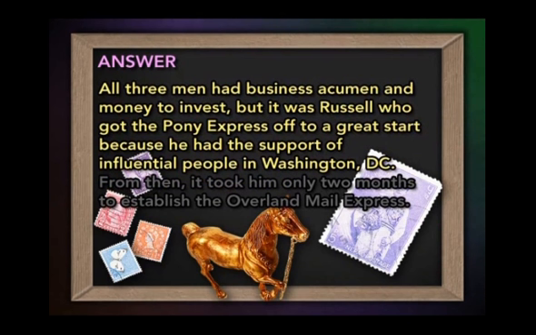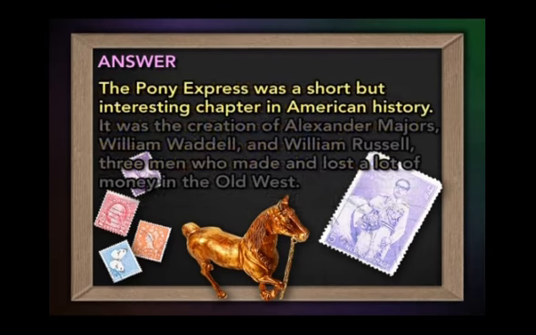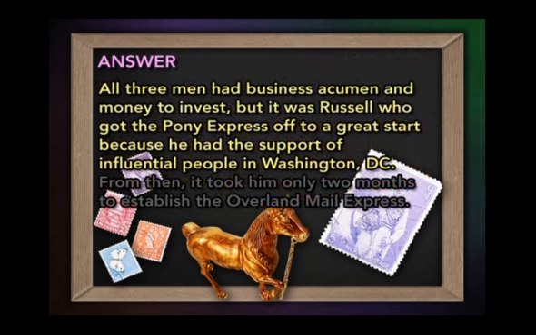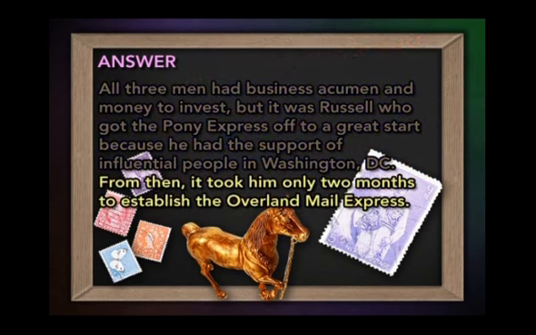So now what I've done is I have the first sentence is short. The Pony Express was a short but interesting chapter in American history. It was the creation is a little bit longer. Then I get to the third sentence. It's longer still. The last sentence goes back to my shorter format. From then, it took him only 2 months to establish the Overland Mail Express.